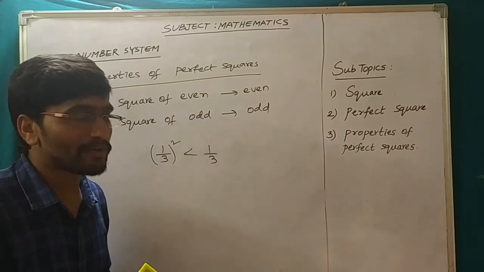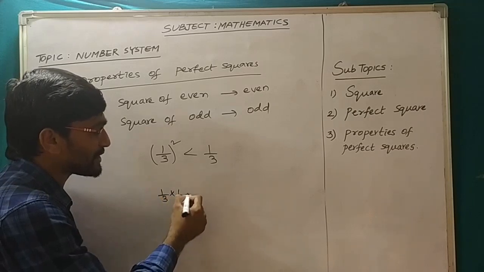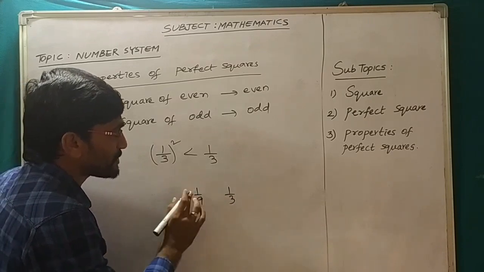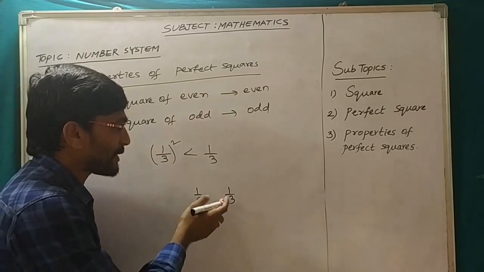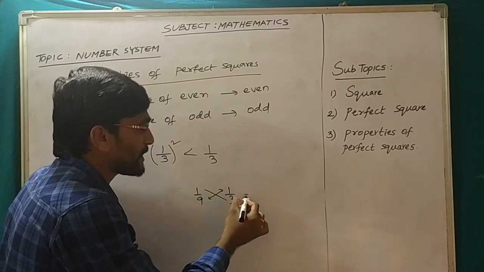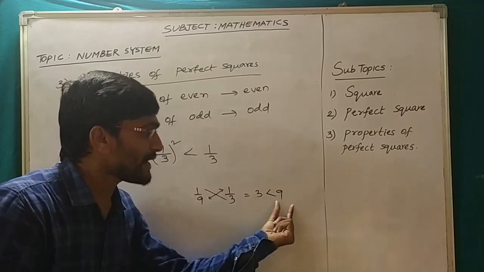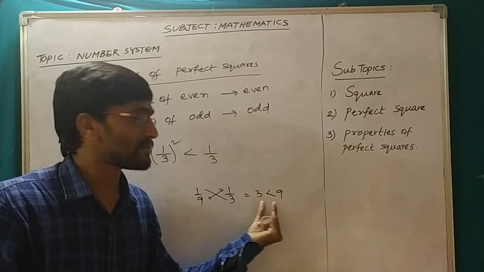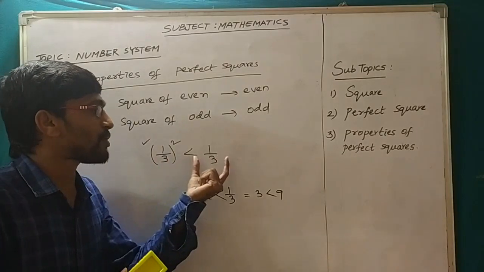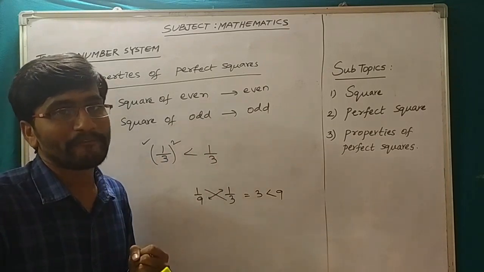Whether this is true or not, we have to verify. 1 by 3 whole square means 1 by 3 into 1 by 3. 1 by 3 into 1 by 3 gives what? 1 by 9. So 1 by 9 and 1 by 3. Which one is smaller? We have to verify. By doing cross multiplication, we can conclude easily. So 1 into 3, 3. 1 into 9, 9. 3 is smaller than 9. So the square of a proper fraction is smaller than the given fraction.